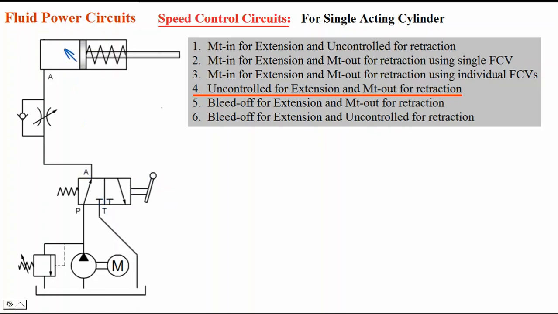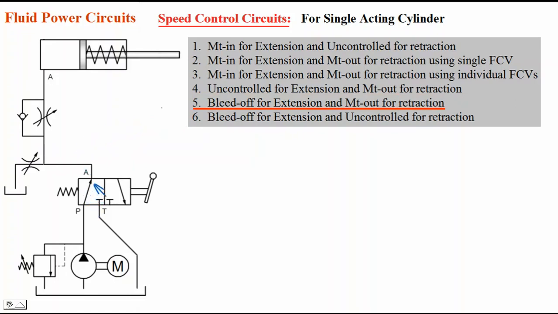It will come out through this flow control valve. So that's why retraction speed is controlled. So oil which is coming out from the cylinder is controlled. That's why it is meter out for retraction. Next one we shall see. Bleed off for extension and meter out for retraction.